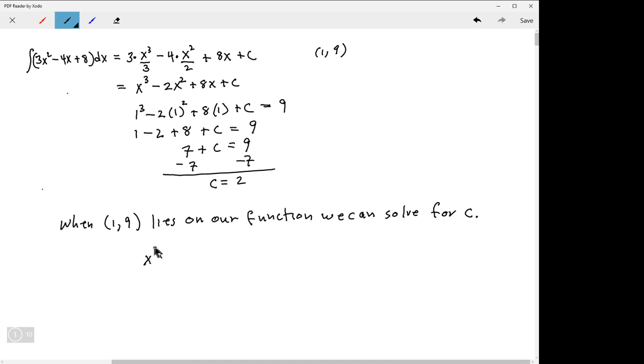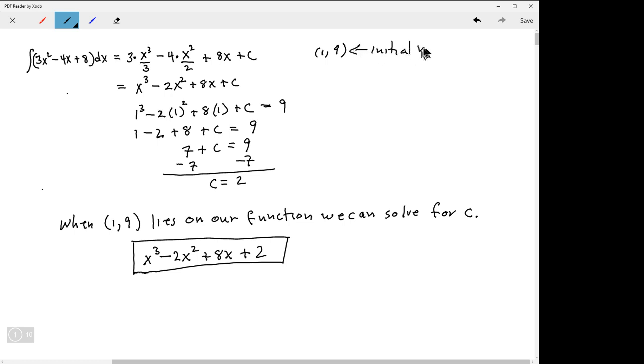And what we get is x to the third minus 2x squared plus 8x plus c, which we figured out c was 2 for this particular situation. All right, so when you have an initial value, that's what this is called, this is an initial value, you'll be able to solve for c.